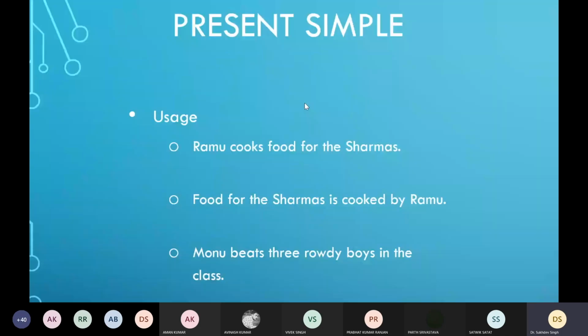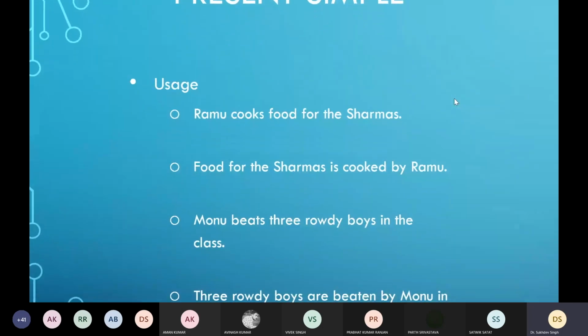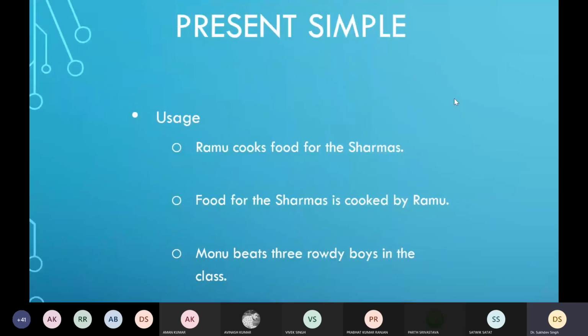So the first sentence reads, Ramu cooks food for the Sharmas. Pay attention to the second sentence. Food for the Sharmas is cooked by Ramu. The subject is Ramu in the first sentence, and Ramu is performing some act for somebody else. So Ramu is cooking. The act is cooking.